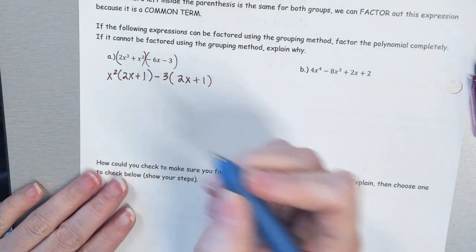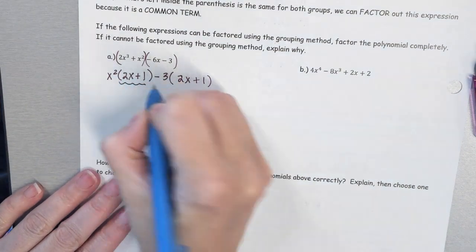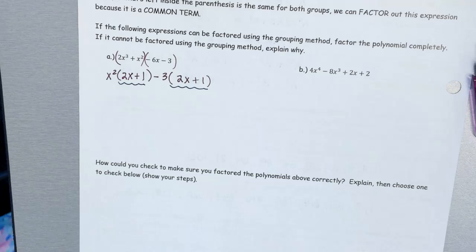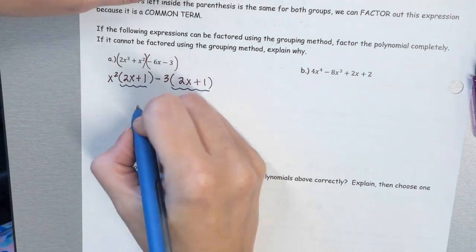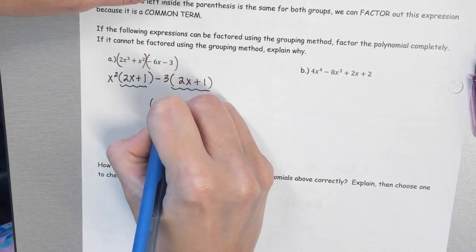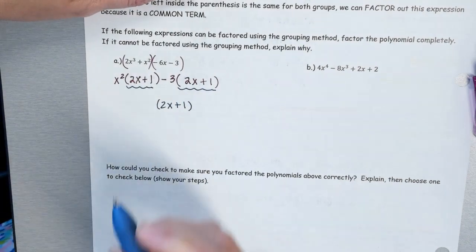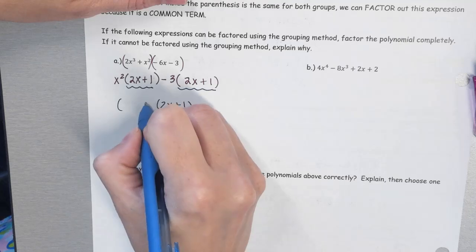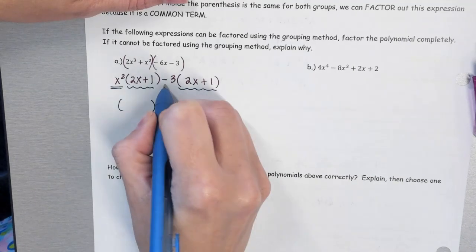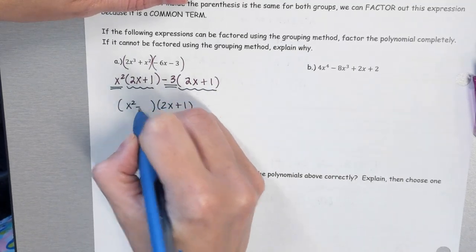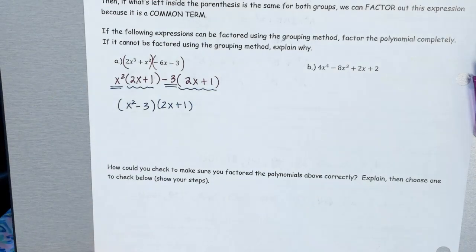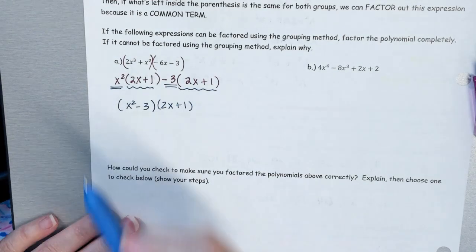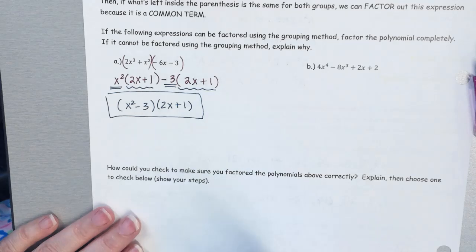Okay, so what's happening here is that these are common terms. If this is a common term, you can factor it out. And then the other parenthesis, which I usually put first, is just the x squared minus 3. Okay, so this is your final answer.